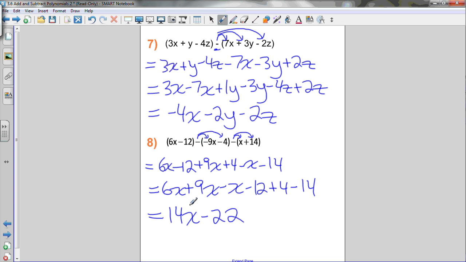Okay, let's do an application question now. Hopefully we've got a good understanding of adding and subtracting polynomials.